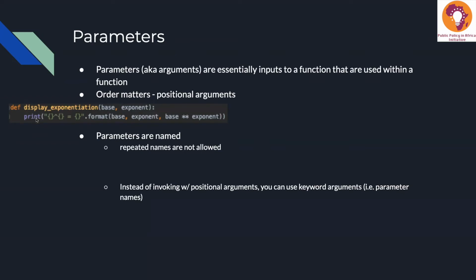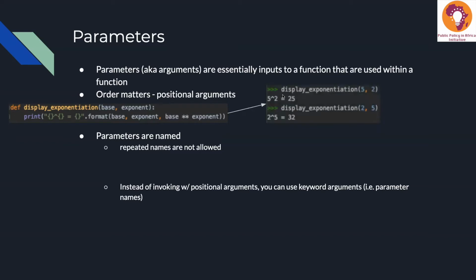And then within the function, we print, and we have all this formatting here. The way this is going to work is base is substituted for the first set of squiggly brackets, exponent is substituted for the second set of squiggly brackets, and then base ** exponent, which remember is our exponentiation operator from all the way back in week 1 or 2, is base to the power of our exponent, and that'll be substituted for the third set of squiggly brackets here.